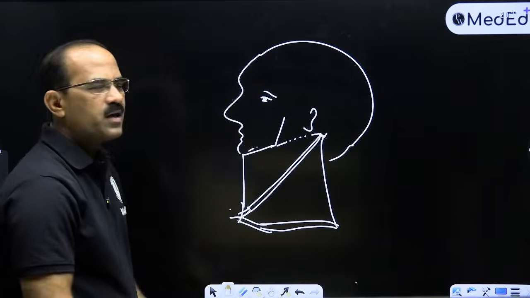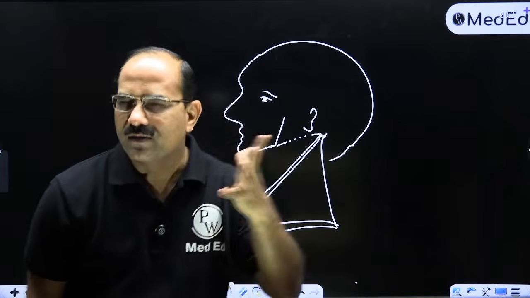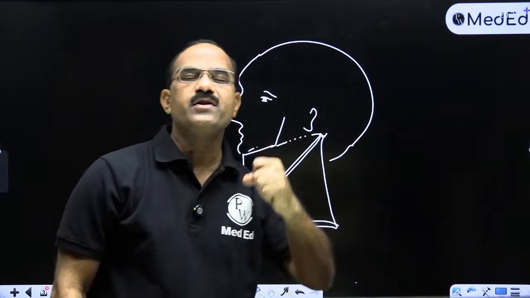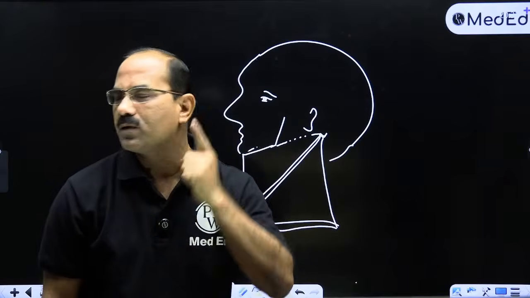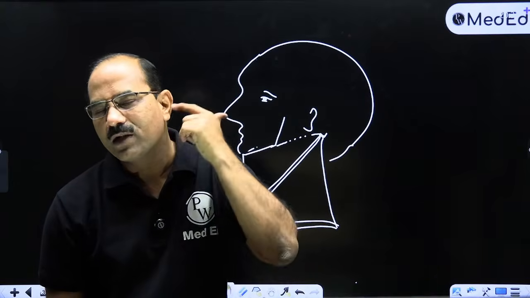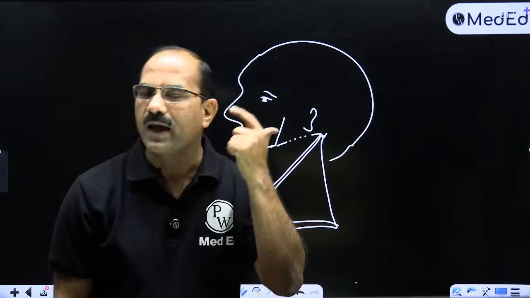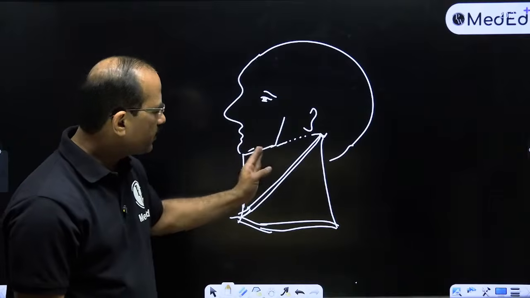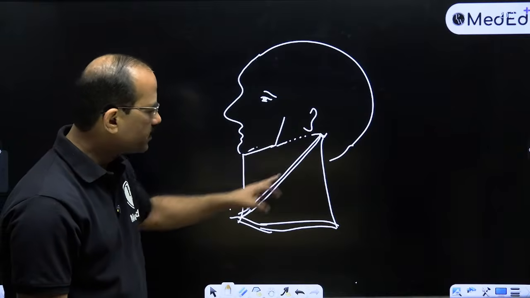So this is the side of the neck. What are the boundaries of the side of the neck? Anteriorly is the midline. Behind is the trapezius. Below is the clavicle. Above is the body of the mandible, and the imaginary line drawn from the angle to the mastoid process. This neck is divided into two triangles by sternocleidomastoid.